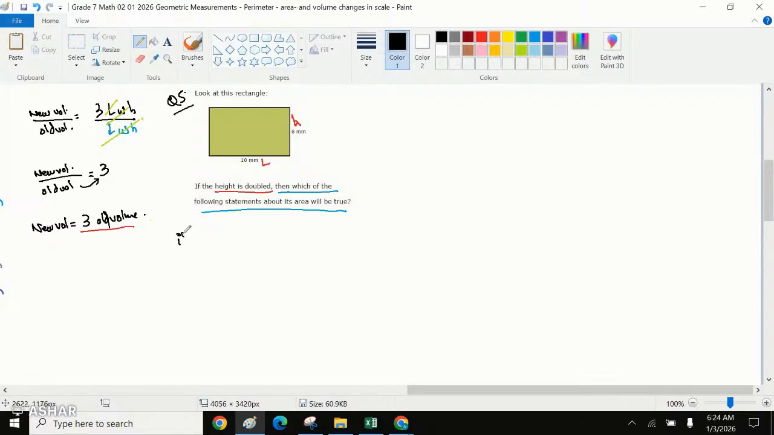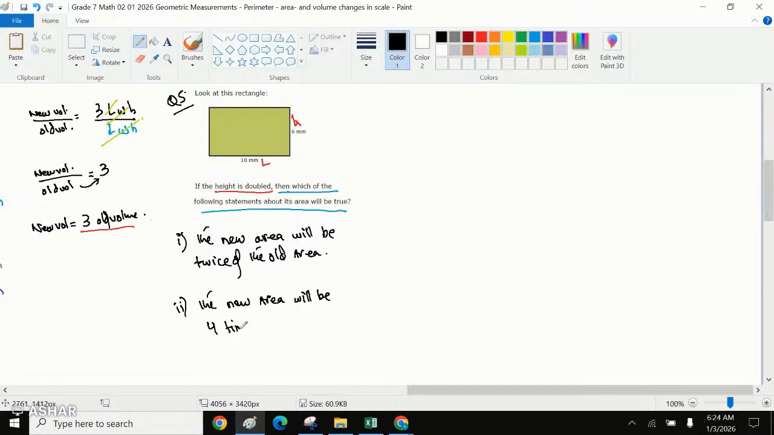Let's say the first statement is, the new area will be twice of the old area. And the second statement is, the new area will be 4 times the old area. We've got 2 statements over here. Let's see which statement would be true and which would be false.